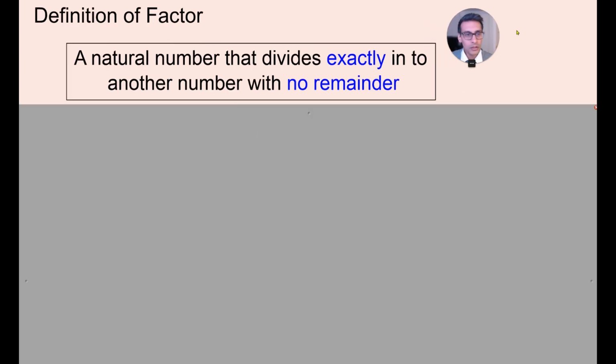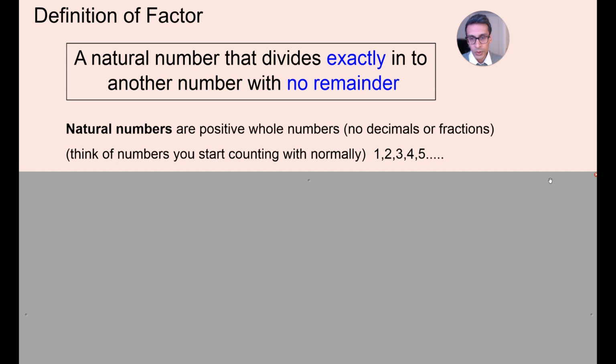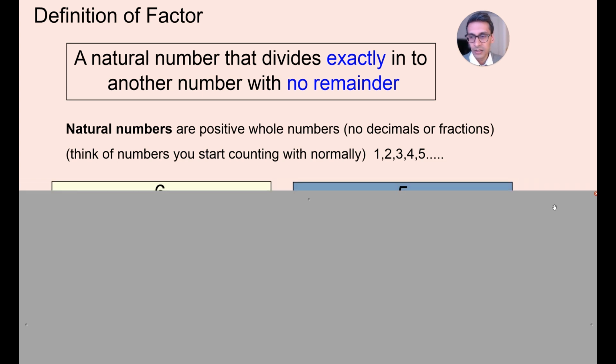So the first thing you need to do is just check you know the definition of a factor. A factor is a natural number that divides exactly into another number without a remainder. A natural number is a type of number that you may start counting with as a child, like 1, 2, 3, 4. We're not talking about decimals, we're not talking about fractions, and we don't typically include 0. In this case, we're not going to include 0. So it's just positive whole numbers. Anything that goes into another number without a remainder is considered a factor.